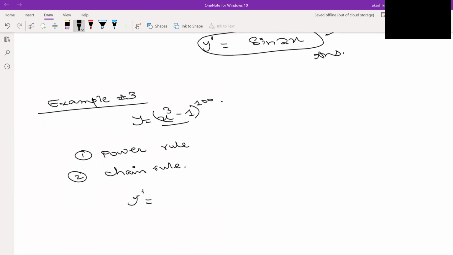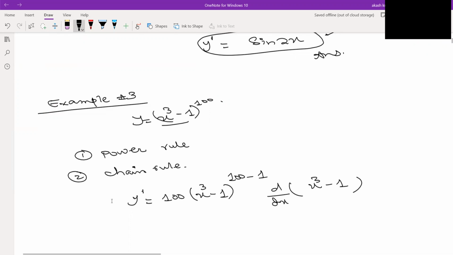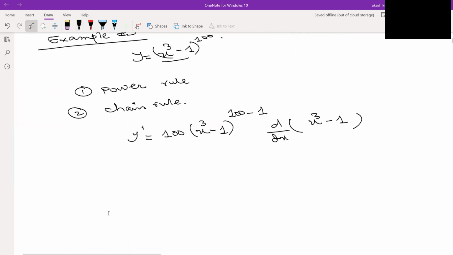So y dash equals, first we have to apply the power rule. What does the power rule say? Power first, and then we have to take 1 from the power. So the whole thing to the power 100 will be the outer function, right? And then we have to differentiate again the inner function, that is x cube minus 1. Is it clear? First power rule and then the chain rule.